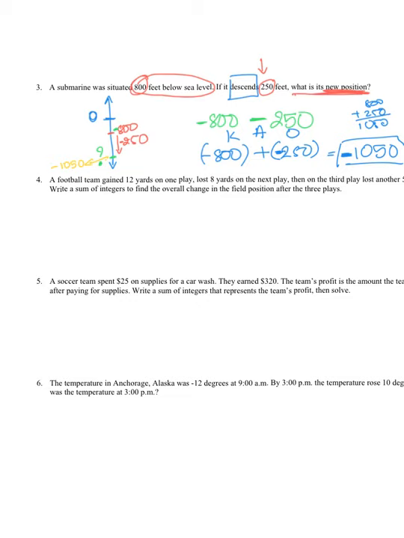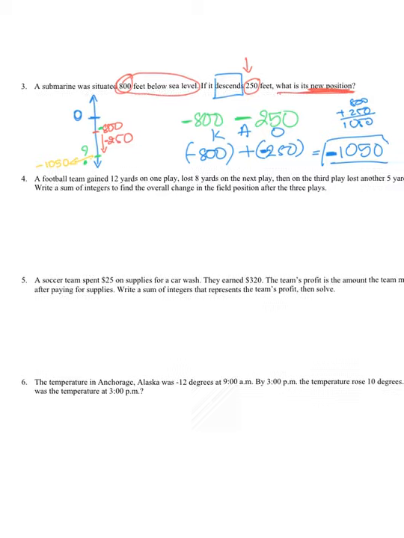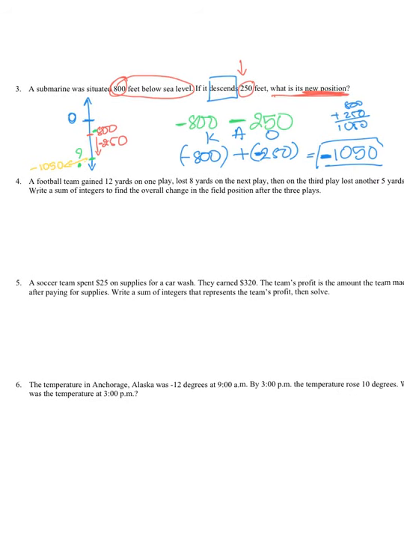A football team gained 12 yards on one play, lost 8 yards on the next play, and then on the third play lost another 5 yards. Write the sum of integers to find the overall change in the field position after 3 plays. Okay, let's circle the numbers. And then let's underline the question. Write the sum of the integers. Find the overall change after 3 plays. And then let's box the keywords.